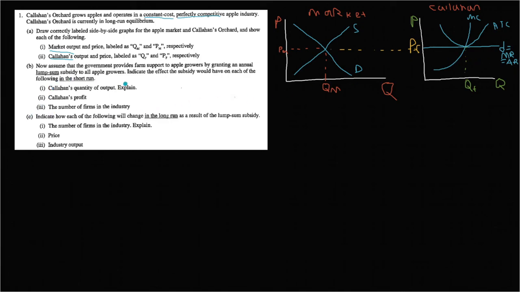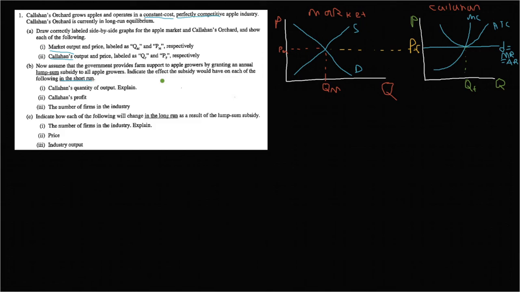Now assume government provides a lump sum subsidy. Alright. So, in the short run. This part is very important, this short run, because they say in long run in part C. So we're going to explain this in the short run. It says explain, but I'm going to explain it verbally. I don't want to write it down.